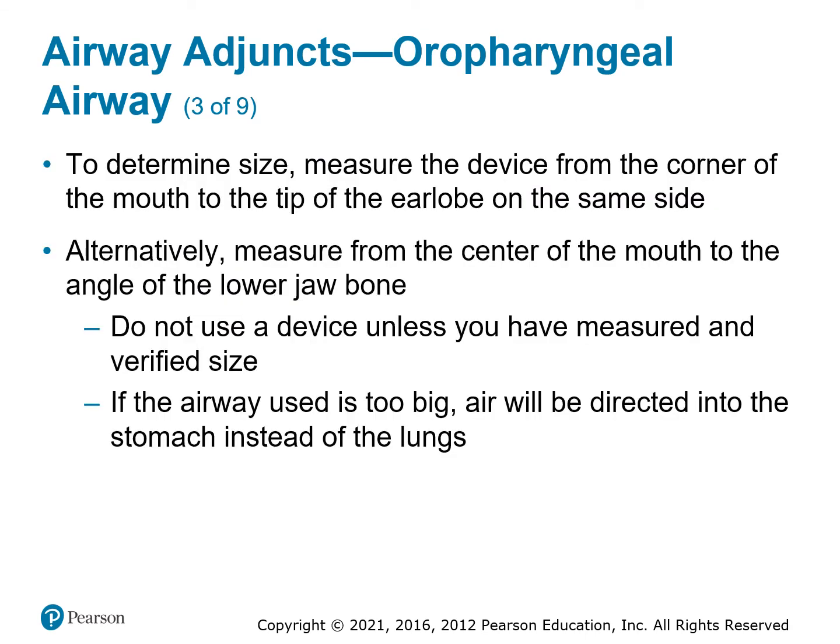So to determine the size of the airway, with the oropharyngeal airways, we're measuring depth. So we're looking from the corner of the mouth to the tip of the earlobe on the same side. So you put it up next to the face, you measure from the corner of the mouth to the tip of the ear. Now, if they've got gauges in and their ears are kind of floppy, go where the factory original settings for the earlobe was.